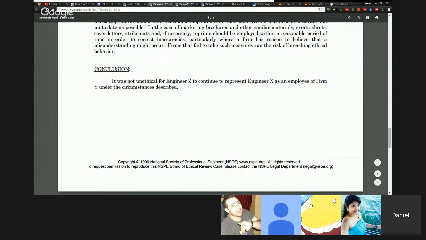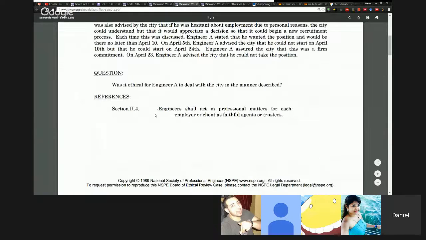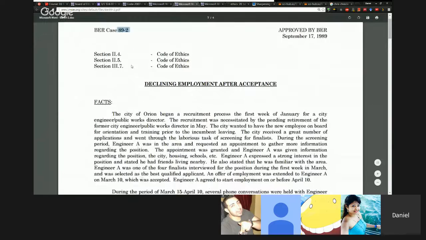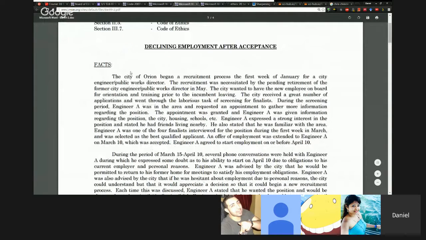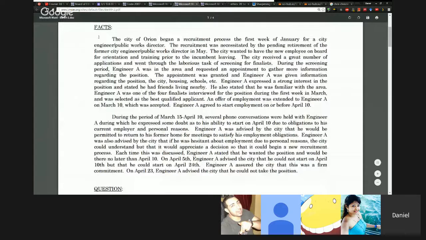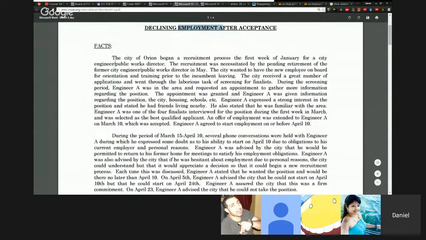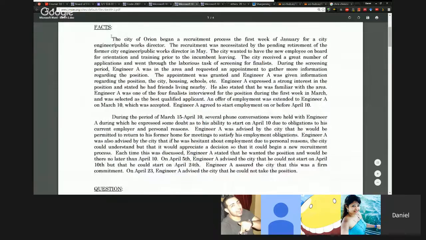Good, good, good. Let's go on to the next case. This is case 89-2. This also has to do with an employment issue. So let me just read the case.